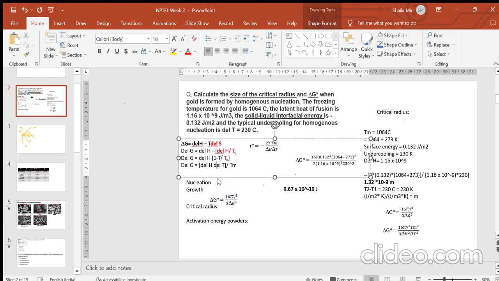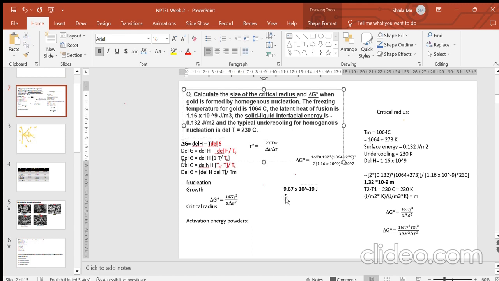Then we have one more step here. You can write it like this: delta G is equal to delta H, and now because we have 1 minus T by T naught, we can write it as T naught minus T, divided by T naught. This T naught minus T will be our delta T, the undercooling, and this T naught is the melting temperature for the critical radius formation.